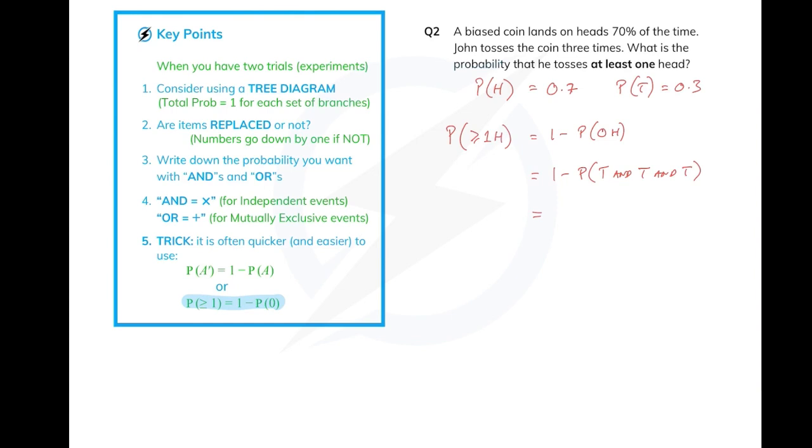Now, I can just do my and or thing here. Actually, there are no ors, so it's just ands, and I get 1 minus 0.3 times 0.3 times 0.3. And if I do that, I get 1 minus 0.027, which is 0.973. Okay, so it's very likely I will get at least one head, which you would expect because, of course, it's biased towards heads. But there we go, I've used the trick at the bottom of the blue box there.